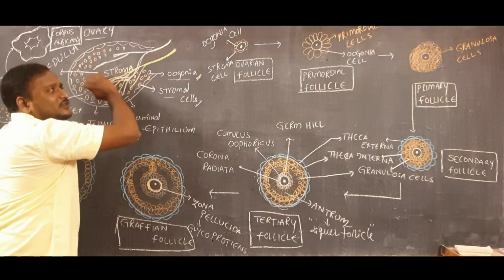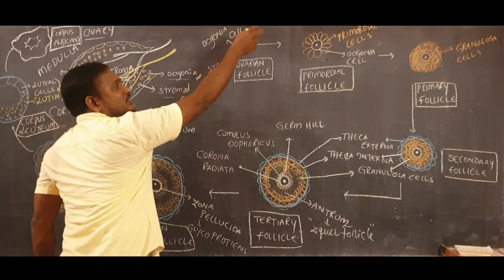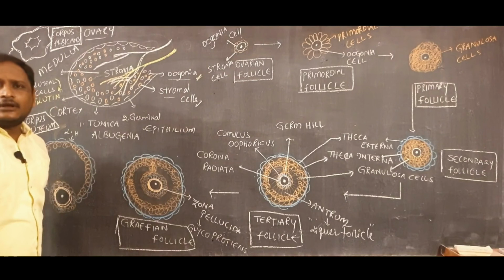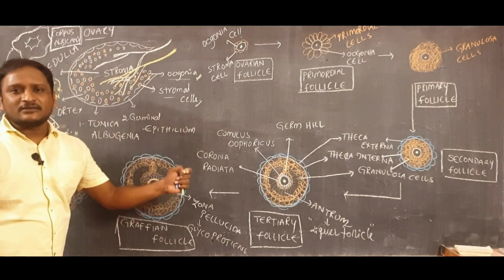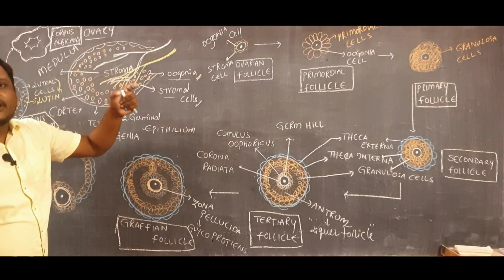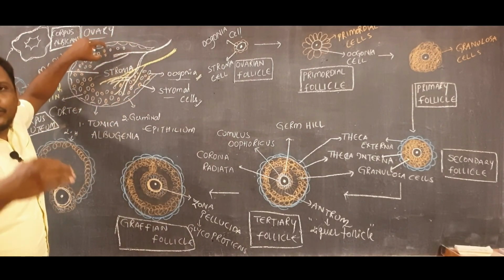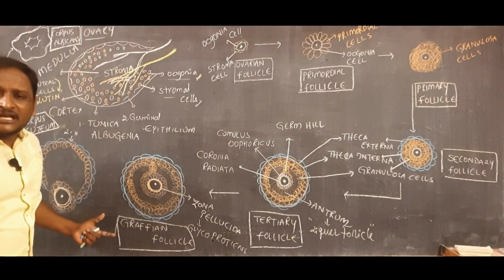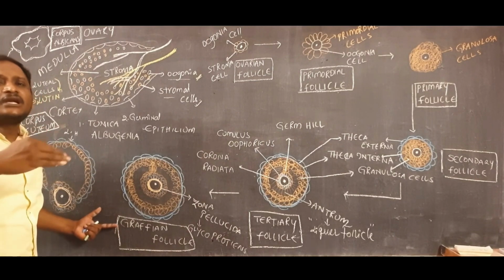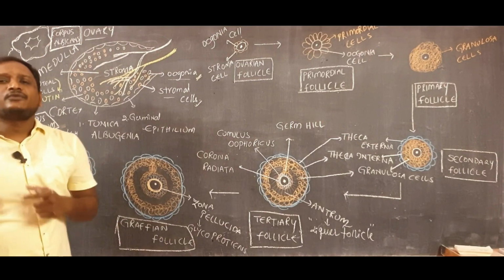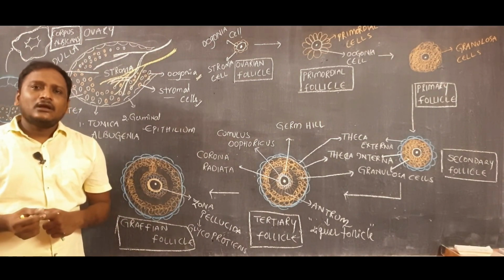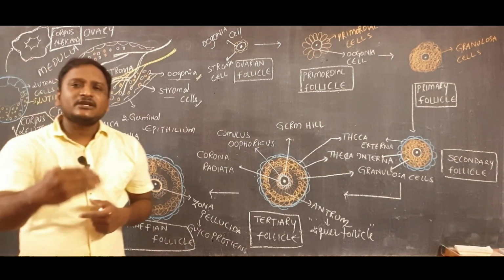Here we are not discussing what changes are taking place within the oogonia cell. That one we will discuss as a part of oogenesis. That means changing the oogonia cell into the female gamete, there are different types of processes involved, and that one we will discuss as a part of oogenesis. And about oogenesis we will discuss in our next video.